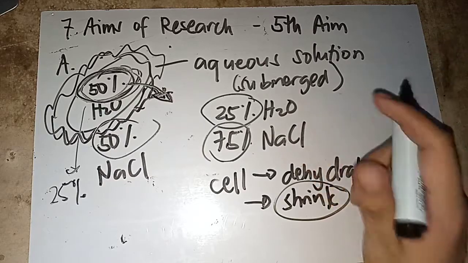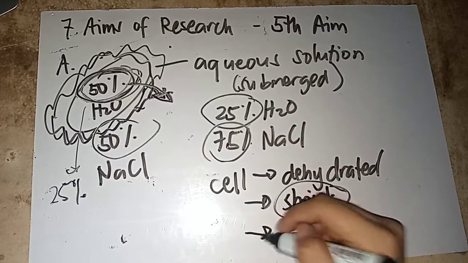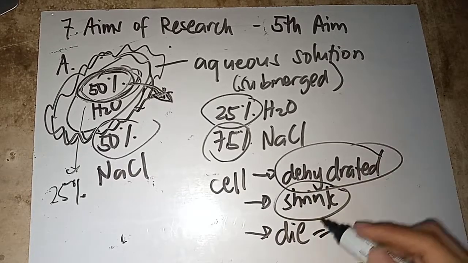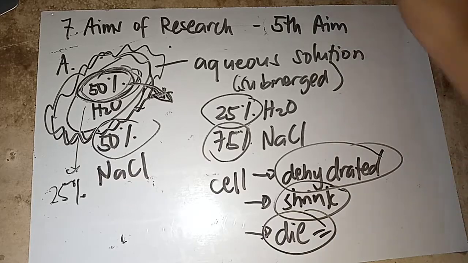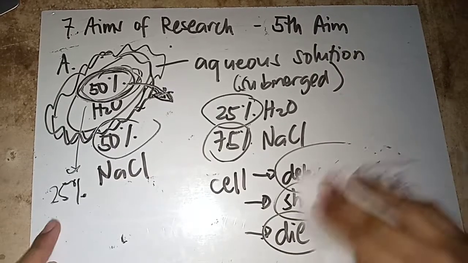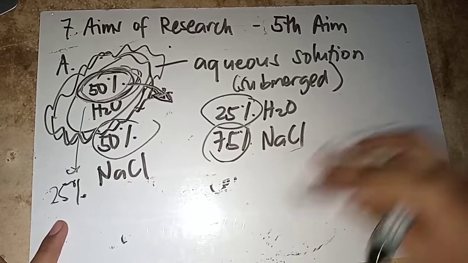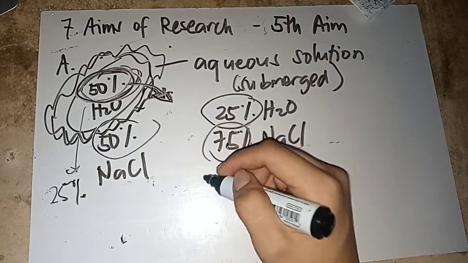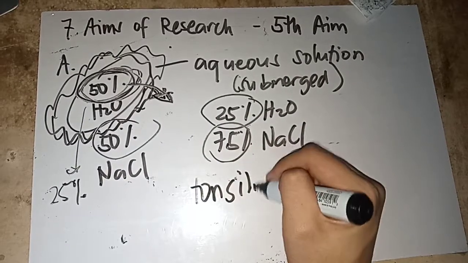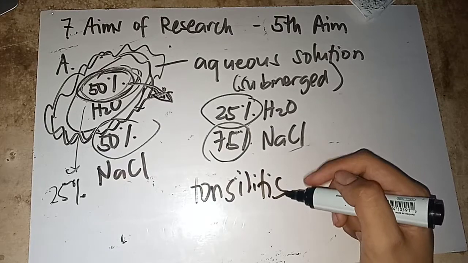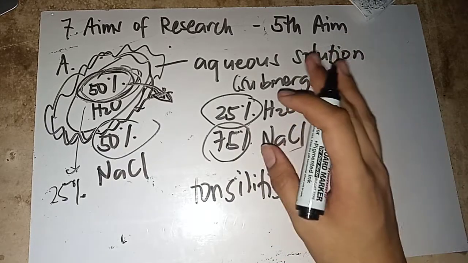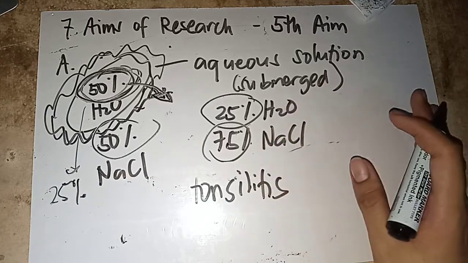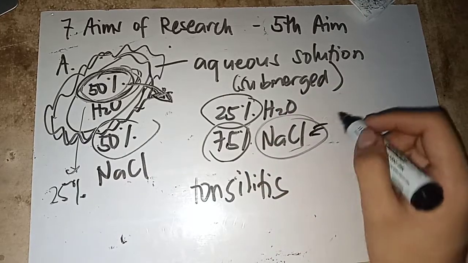It will become smaller. And when the cell becomes smaller, it will die. When the cell is dehydrated, it will die. So, where can we apply this kind of osmosis? This hypertonic solution is used to cure tonsillitis. Notice that when you have tonsillitis, you are told to gargle water with salt, right? And salt is NaCl.